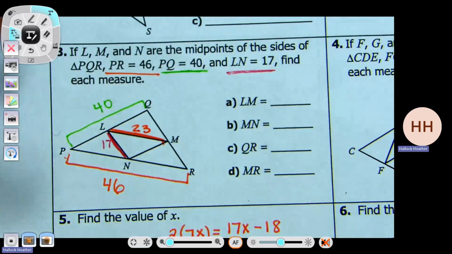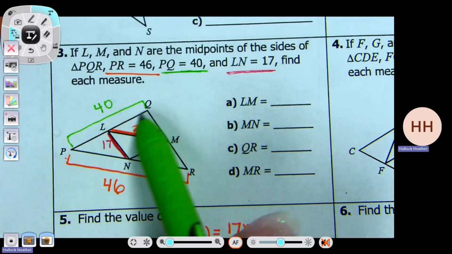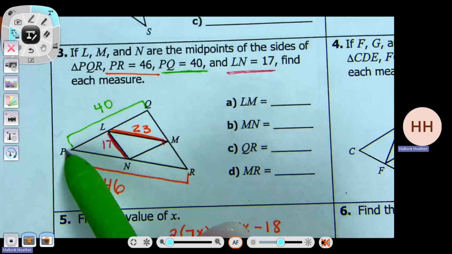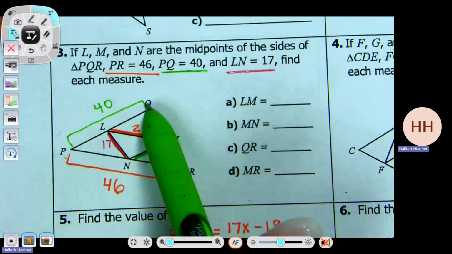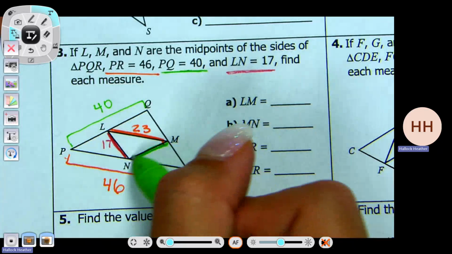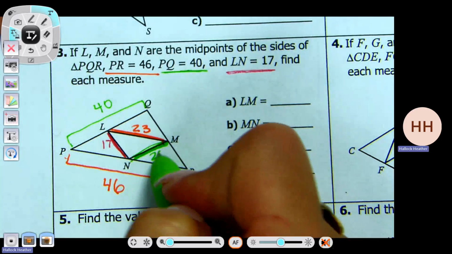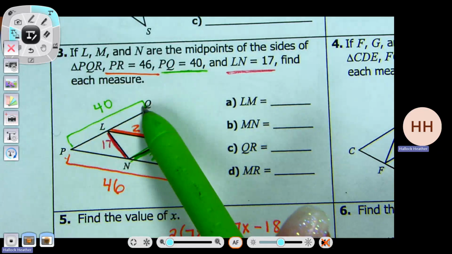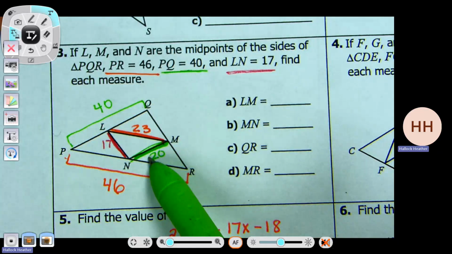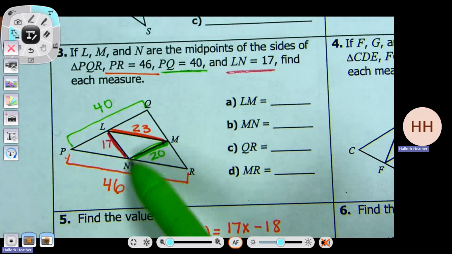Understand it now. So PQ, what's the segment that's the mid segment for PQ? What is PQ parallel to? NM. So these match, but they're not equal. If that's 40, what is this? 20, because you're taking the outside and cutting it in half. The mid segment, you multiply by 2 to make the outside. So 23 times 2 makes 46. If you're given the outside, you're dividing by 2 to find the inside.